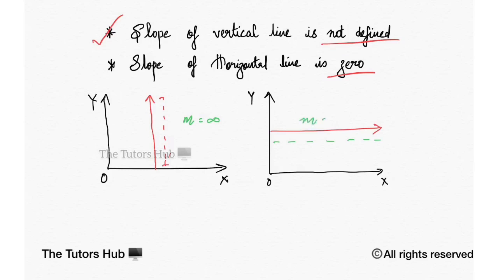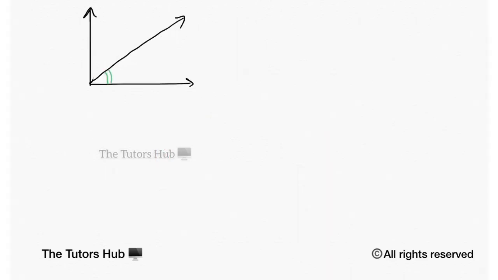So coming to the case of a horizontal line, if I place any object, it won't slide down because for sliding, slope is required. That is, the slope in the case of a horizontal line is 0. That is M equal to 0.